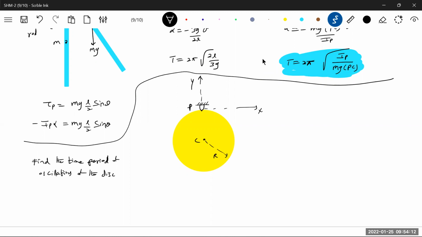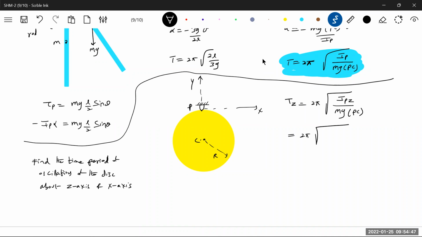Find the time period of oscillations of the disk. We know the separation between the point of suspension P and the center of mass. It is equal to R, that we know. Moment of inertia about that particular axis we should calculate here. So time period about the Z axis first. That should be equal to root of Ipz by mg times the distance. Let's substitute all the things.